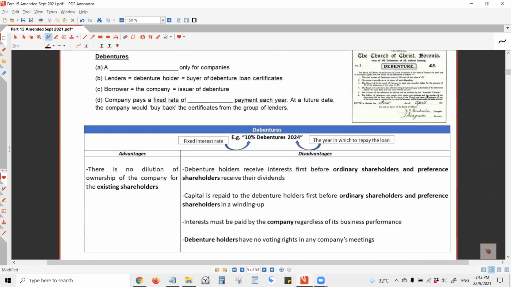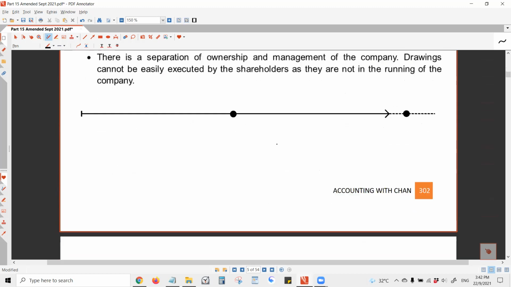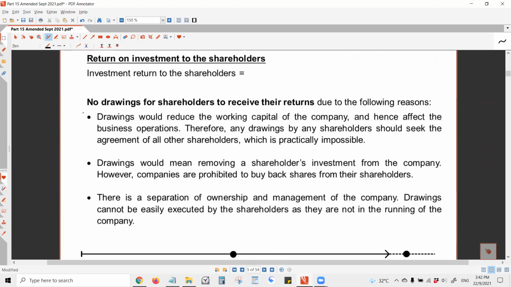And then debentures table, this one you read on your own. We just now did a lot of questions on debentures. Again, the blanks here, you fill up the blanks with my annotation from the PDF. And this page at the bottom here can cross off. This is no longer important.